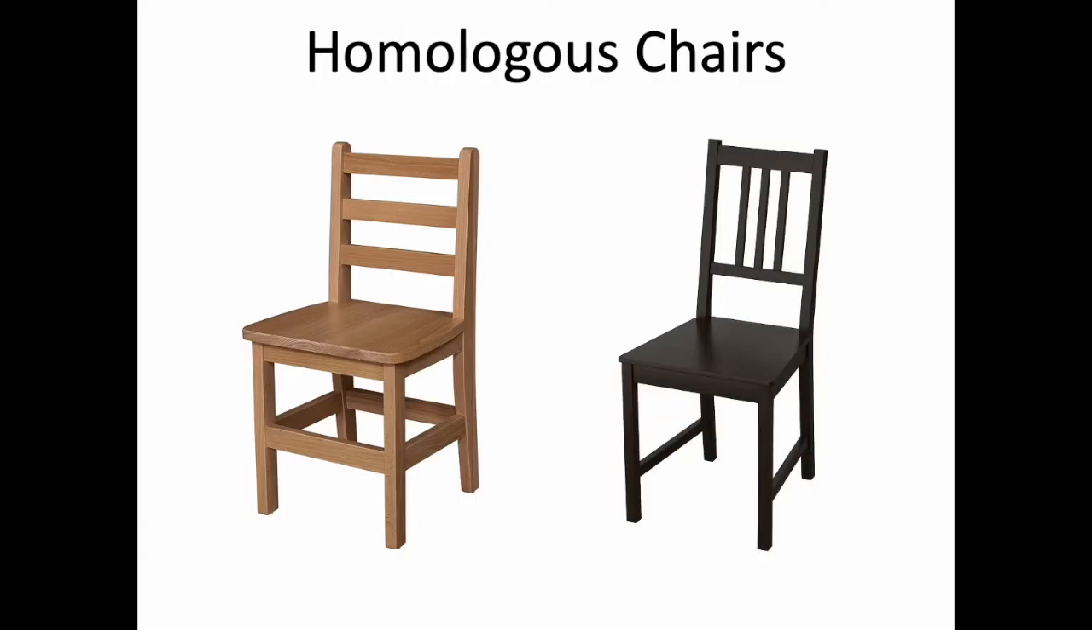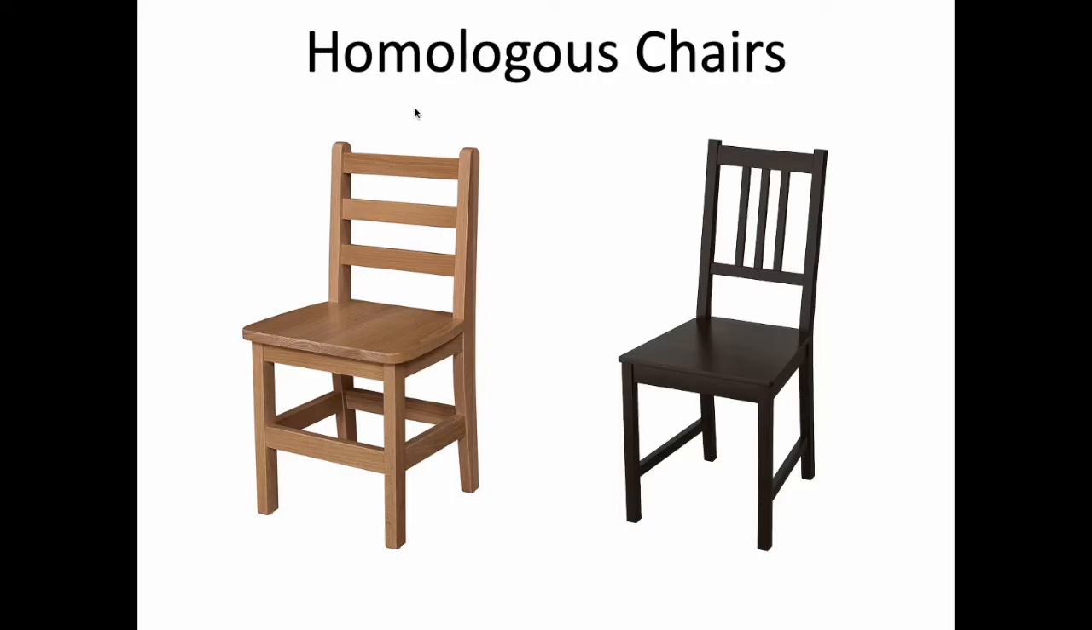Homologous chairs are the same piece of furniture, but they are not exactly the same. These are both chairs. They're the same type of thing. But the legs are connected in a slightly different way here. The slats run vertical versus horizontal. I think this one's maybe a little bit wider than this one. They both do the same job. They both fulfill the same function: you sit on this thing. But they are obviously not exactly the same.